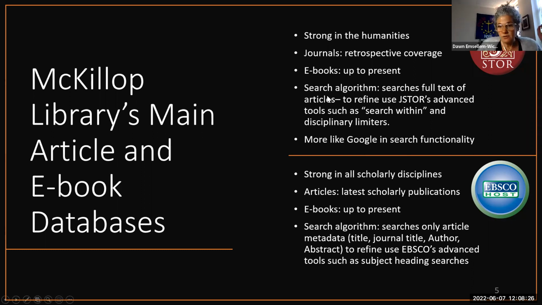In terms of the search algorithm, that's one thing I want to point out that a lot of people don't know right off the bat. JSTOR has sort of a Google-like search algorithm where it searches the full text of the article. So what that means in practice is you can put a ton of words in there. Basically, you can do a Google-like search, in almost natural language, and it will return materials. However, it could return irrelevant results because it's looking for each word within the full text of the article, and it could appear anywhere.